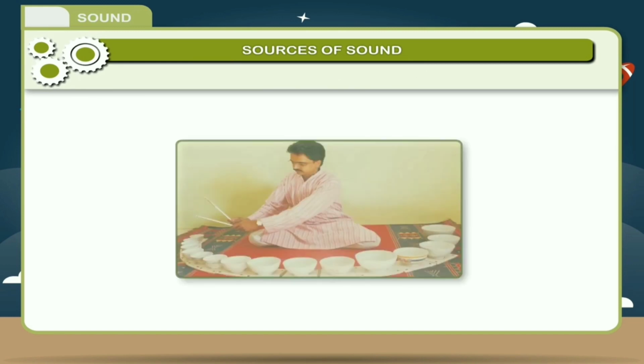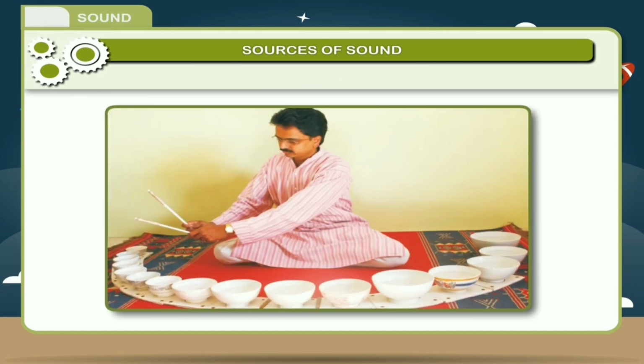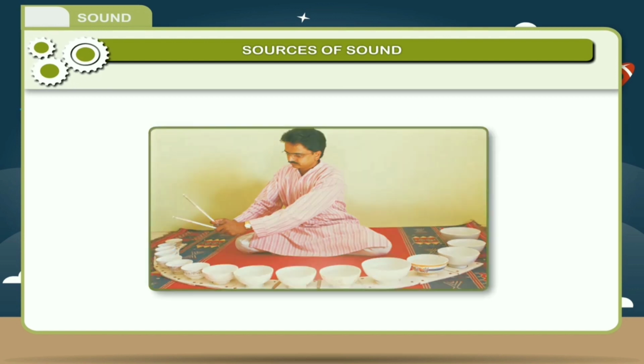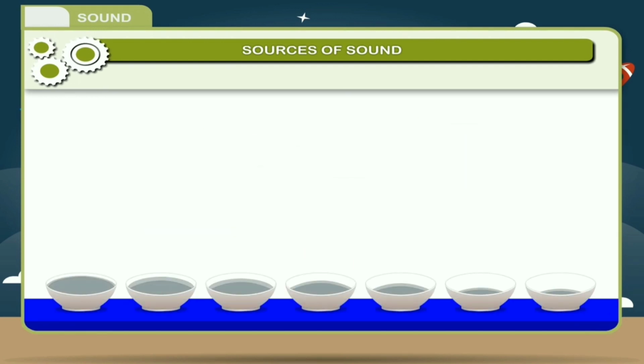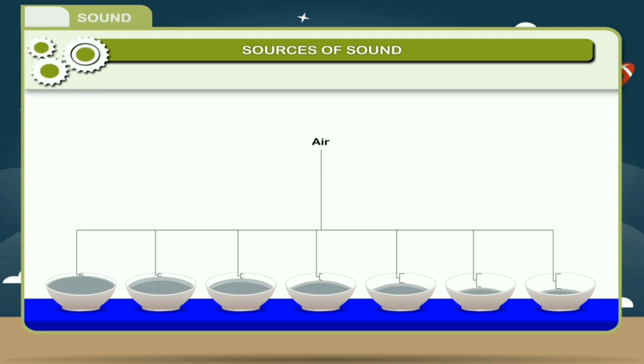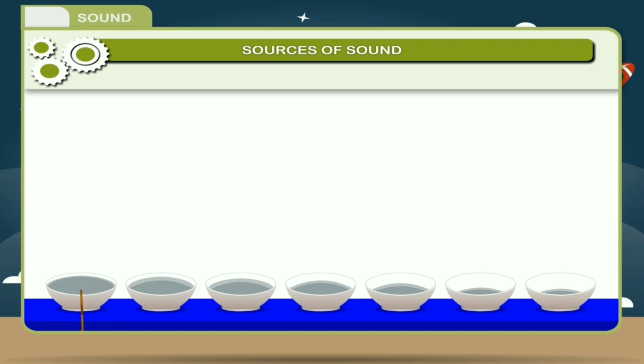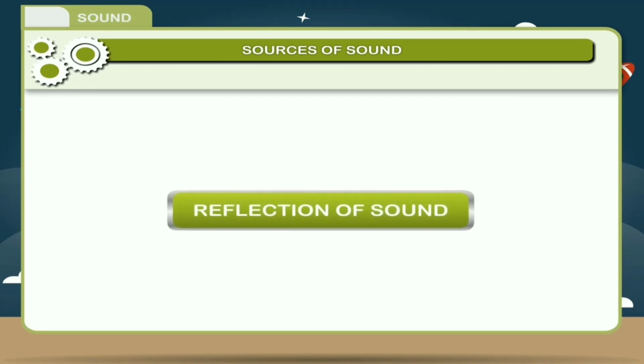Sound produced by Jal Tarang, waves in water. Take cups of equal size and put different amount of water in them. The space above the cup is an air column of different lengths. When you beat these cups with a stick, the air column will vibrate and different kinds of sound will be heard. An instrument called Jal Tarang is based on this principle. The video was shown. You might have seen the picture of Jal Tarang.